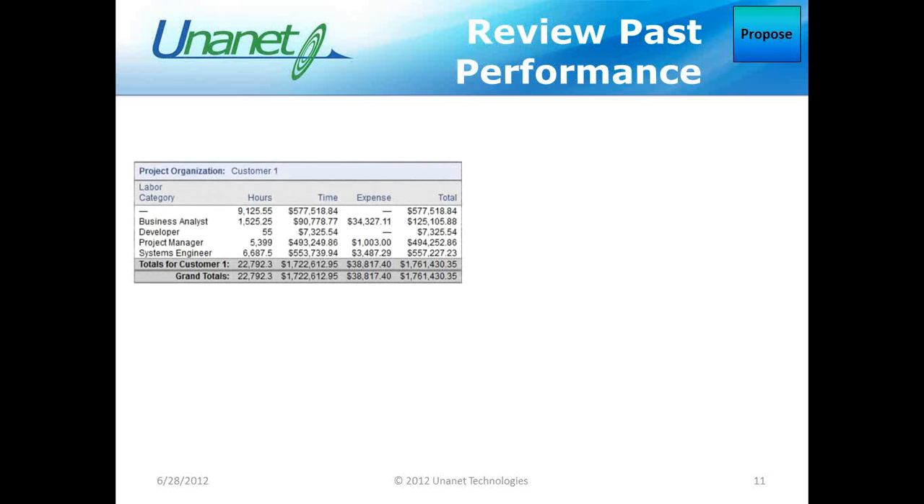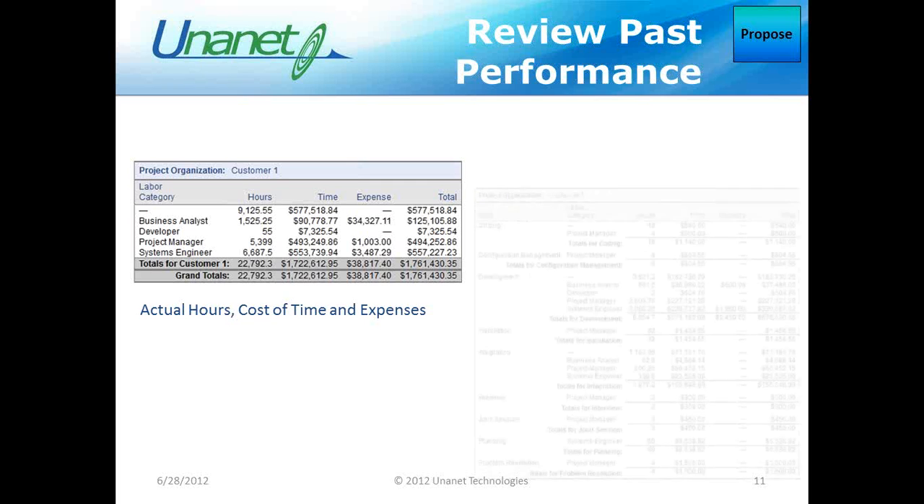So what type of resources did I use in my previous project? I can run the project's actual summary report with reporting options to show what type of labor categories or job roles I assigned on my previous project. For each labor type, I can view the number of hours charged, the cost of these hours, and the cost of expenses incurred for each job category for this project.